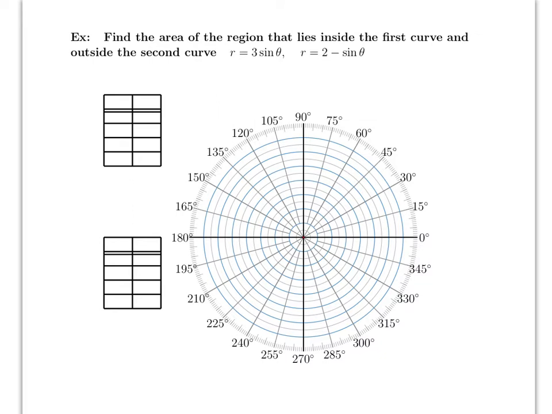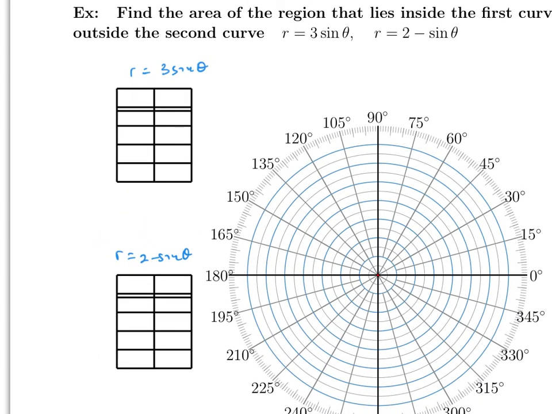Okay. So here you have two functions, r equals 3 sine theta, and r equals 2 minus sine theta. So let's start with the first one. Again, remember, this is theta, this is r. If this is 0, this will be 0. You should check these values. If this is pi over 2, this is 3. If this is pi, this is 0. And if this is 3 pi over 2, this is negative 3.